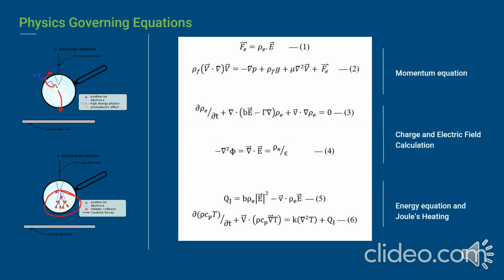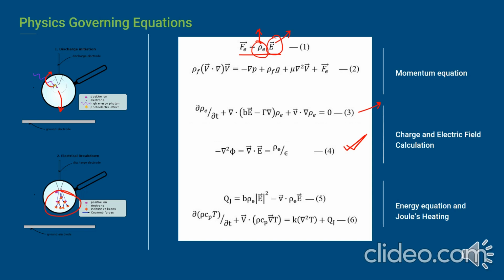But how do we mathematically model this phenomenon? The main idea is to include a volumetric force term in our Navier-Stokes equation. This force is proportional to charge density and electric field. Now we need to calculate this charge density distribution and electric field, using which we can solve our momentum equation. To solve this, we need to solve two coupled equations. One is the species transport equation, and the other is the first equation of Maxwell, also called Gauss's law in differential form.